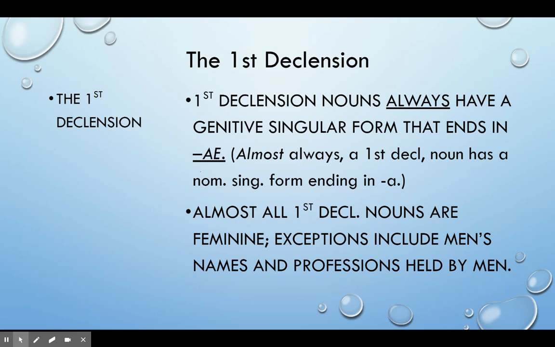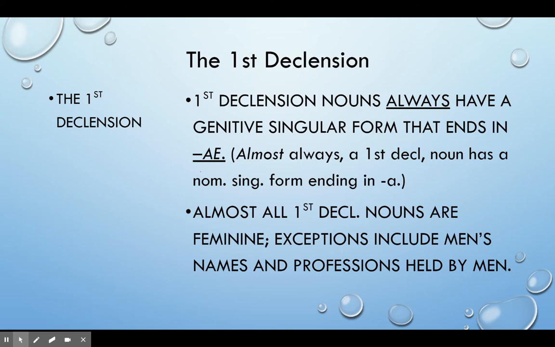There are also going to be some names that you encounter later in your education. The names of Roman men, the philosopher Seneca, the Emperor Caligula, the Emperor Caracalla. Their names end in A and have a genitive in AE. They're first declension, but masculine. But as a general rule of thumb, and it's a big thumb, first declension nouns are going to be feminine.